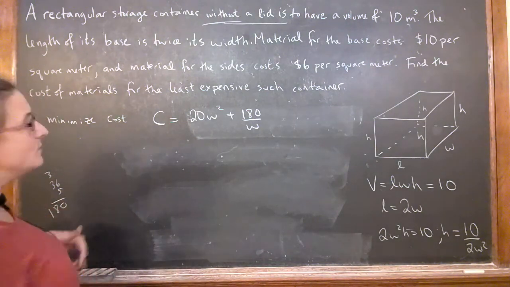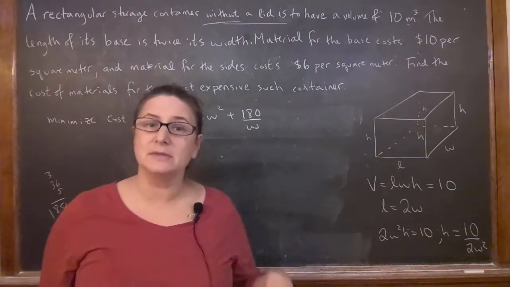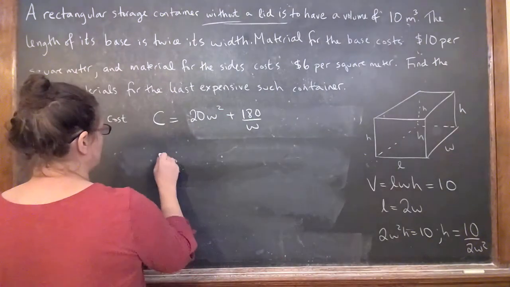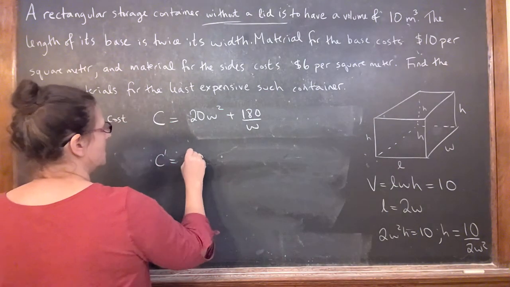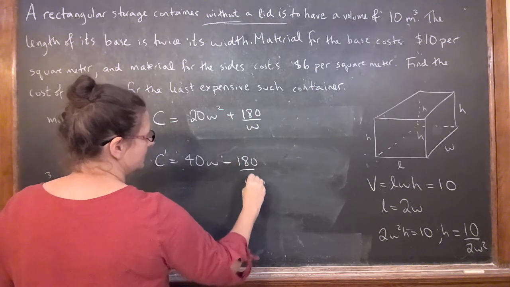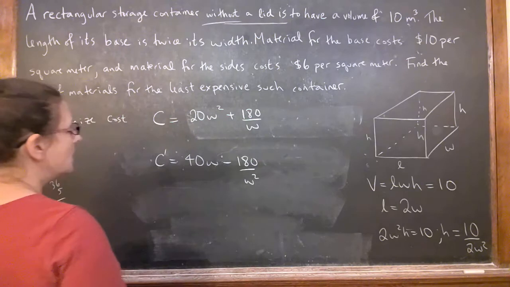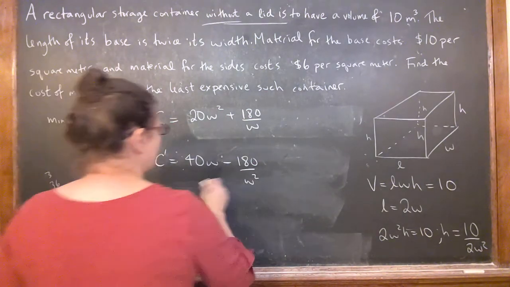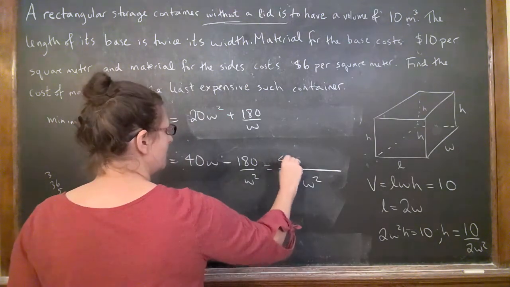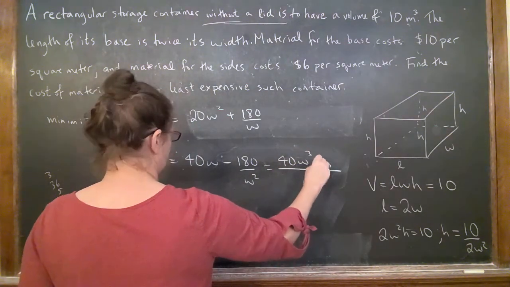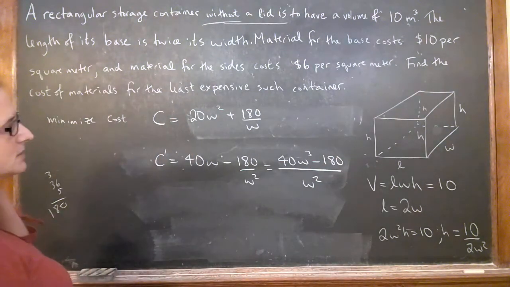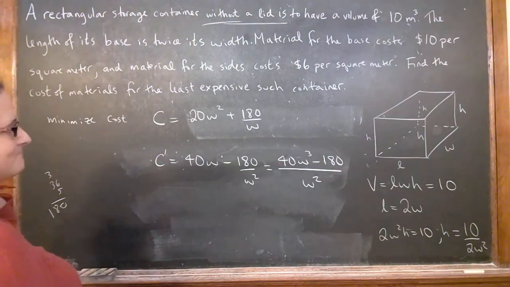Okay, so now I'm going to find the minimum, right? So I'm going to take the derivative and find the critical points, set equal to 0, all that sort of thing. So the derivative, I got 40w minus 180 over w squared, right? So, over w squared, 40w cubed minus 180. Thank you very much.